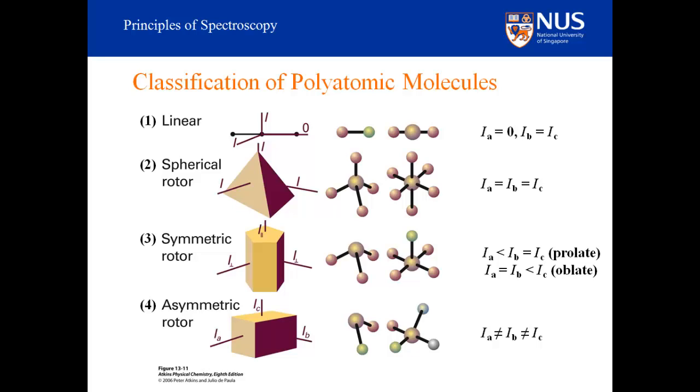We will be discussing symmetric rotors. We won't discuss spherical rotors because, by definition, a spherical rotor cannot have a permanent dipole moment. Therefore, it is of no interest in rotational spectroscopy. So we will be spending some time on symmetric rotors, and I'll illustrate what I mean by prolate and oblate.